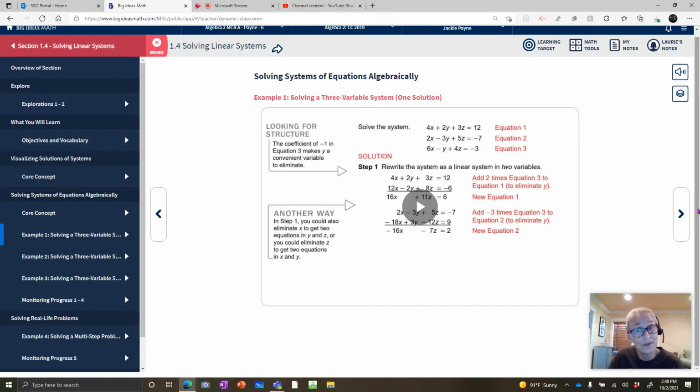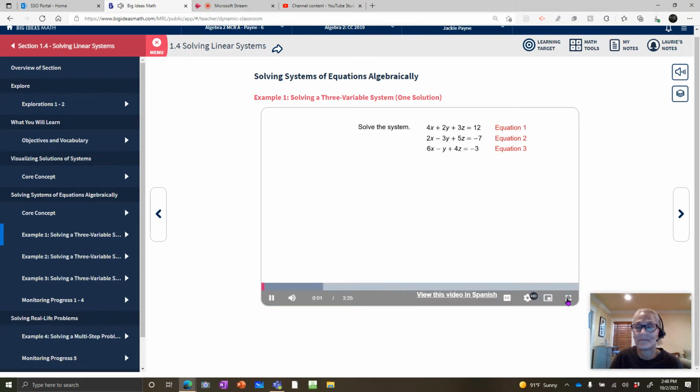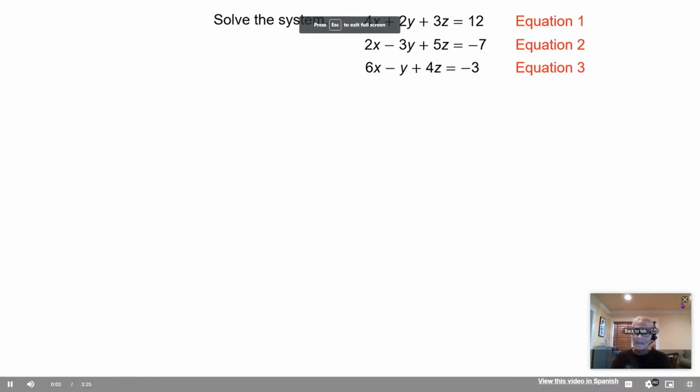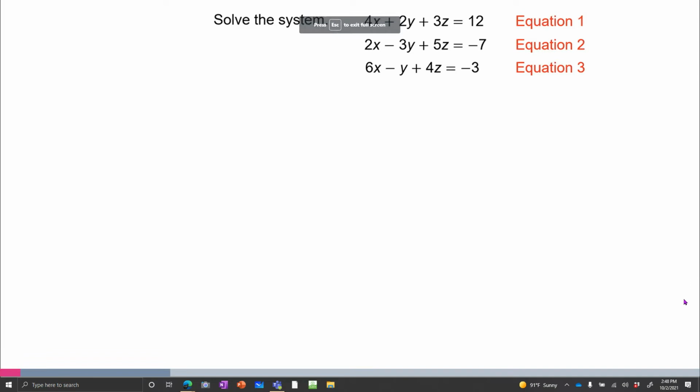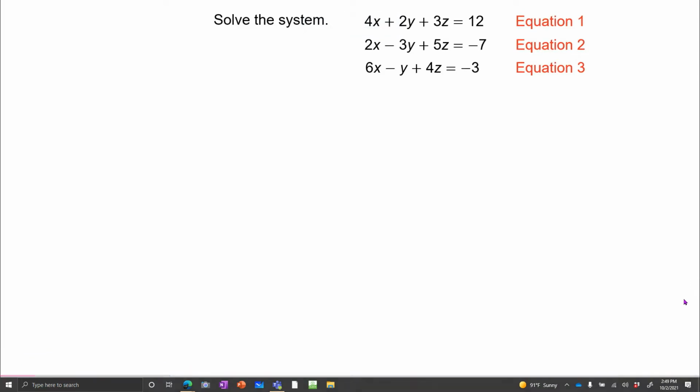Here is an example. We're going to do one example and then we'll do one together as a class. Solve the system given by equation 1, 4x plus 2y plus 3z equals 12. Equation 2, 2x minus 3y plus 5z equals negative 7. And equation 3, 6x minus y plus 4z equals negative 3.